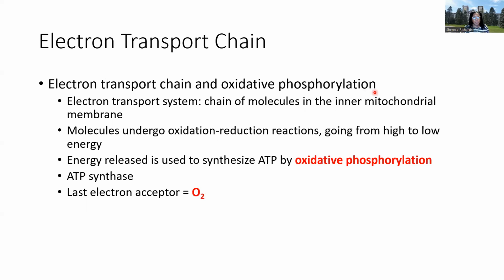Okay. So there are a series of molecules that are inserted in the inner mitochondrial membrane. And the molecules are going to undergo oxidation reduction reactions going from high to low energy. Again, oxidation being a loss of electrons. And if we reduce those carriers, we're going to liberate those electrons. And so we can take that going from high to low energy, and we can harness that energy to make the ATP. And oxygen is going to be standing by to be the final electron acceptor and help drive that chain so that we can continue to make that ATP.